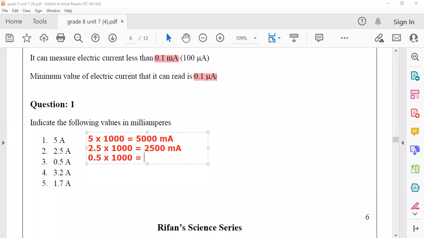0.5 ampere means 0.5 into 1000, that is 500 milliampere. 3.2 ampere means 3.2 into 1000, that is 3200 milliampere. 1.7 ampere means 1.7 into 1000, that is 1700 milliampere. Could you please complete it?